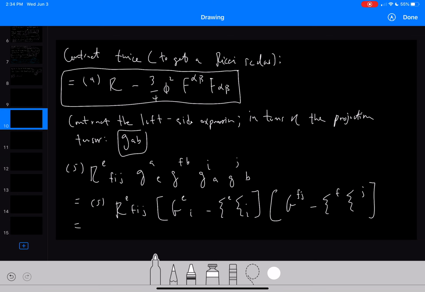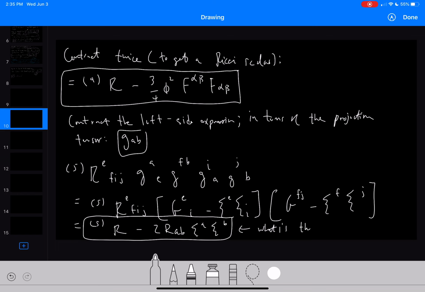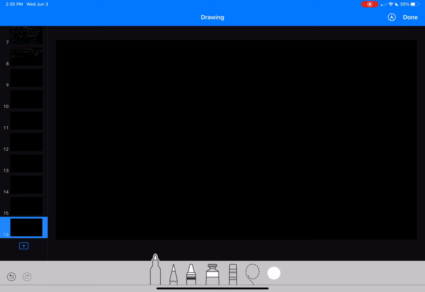You get that this is equal to the 5D Ricci scalar minus 2 Ricci tensor contracted with the Killing vectors, which in itself is very interesting that this pops out. That's why I wanted to do the two sides separately, because you find out this expression and you're left with this contraction. So the question is, what is this contraction here? It's actually very easy to see what that contraction is.